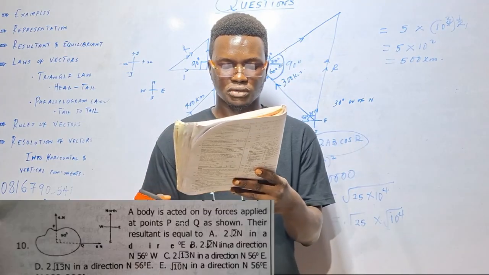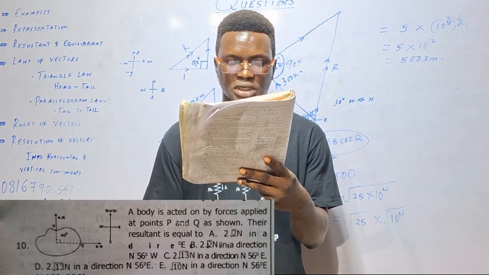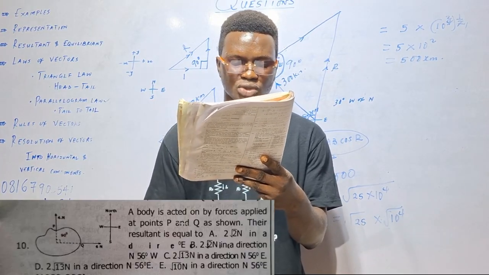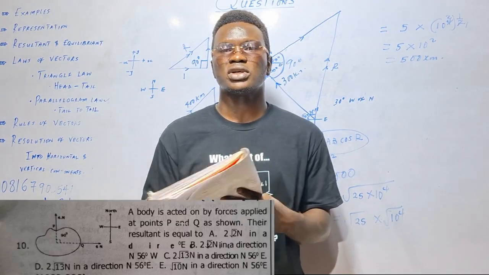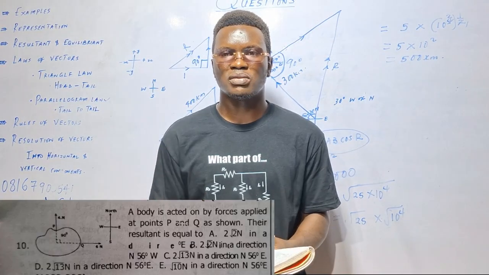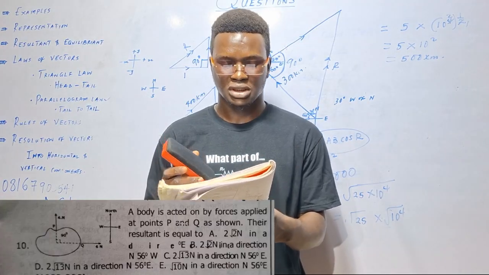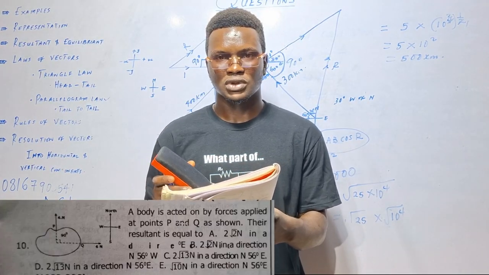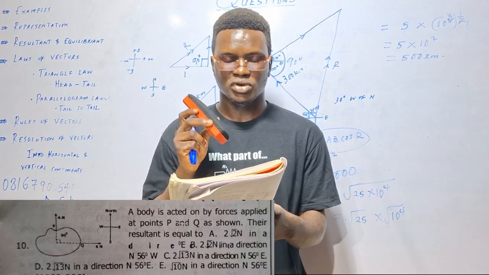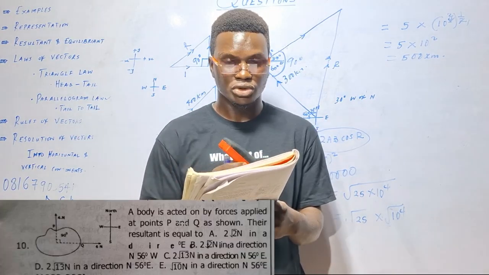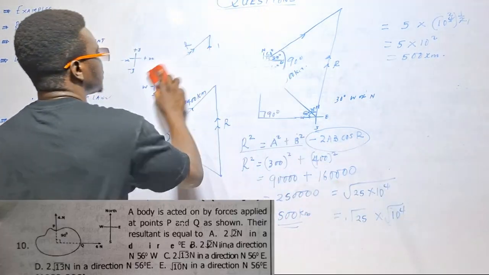So next question: if a body is acted on by forces applied at P and Q as shown, their resultant is equal to... I think you should be able to solve this. We have 4 Newton, we have 6 Newton. Now this is what I'm saying about rule 4, the parallelogram law. If you check the way they are drawn, they are moving tail to tail. What we have been doing before, they have been moving head to tail. So these ones are moving tail to tail. Whenever they move head to tail, you draw a line between them to get their resultant. So let's see how we'll get that.